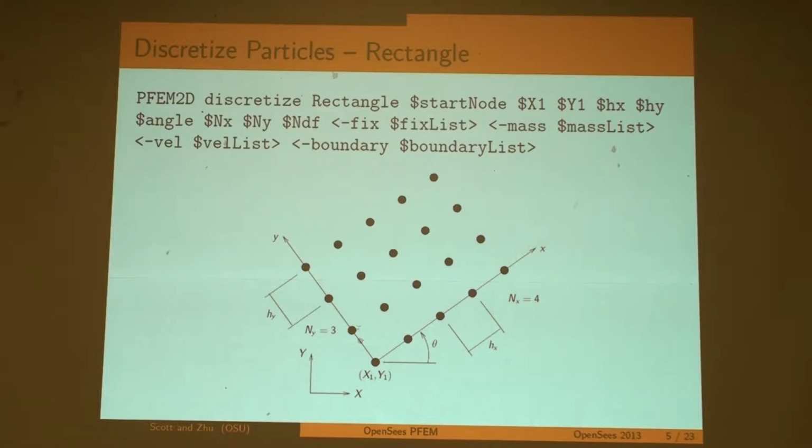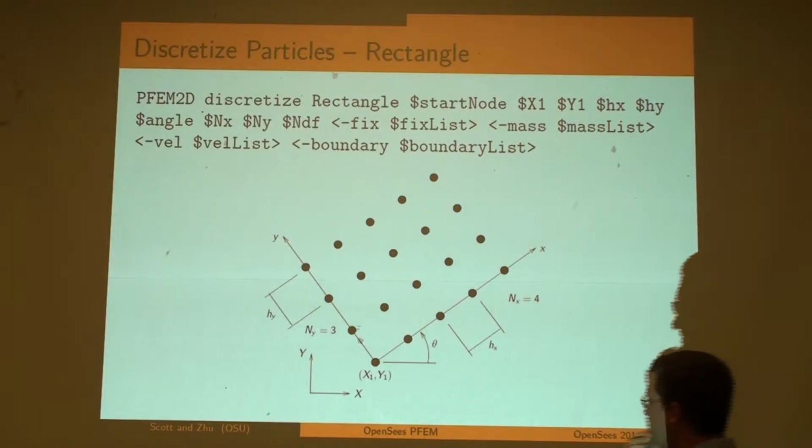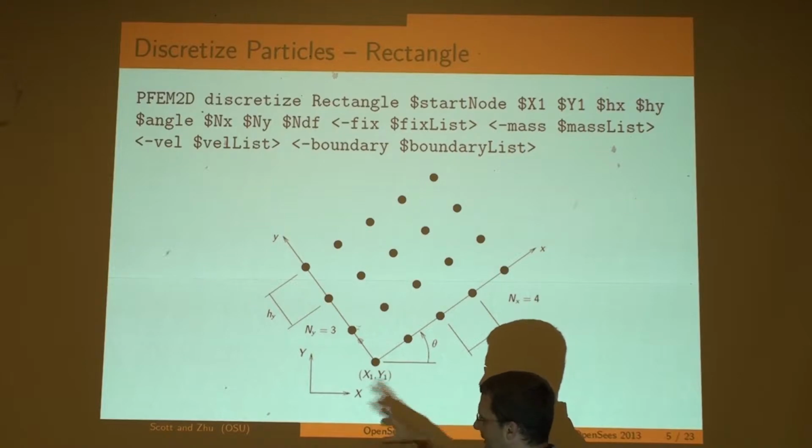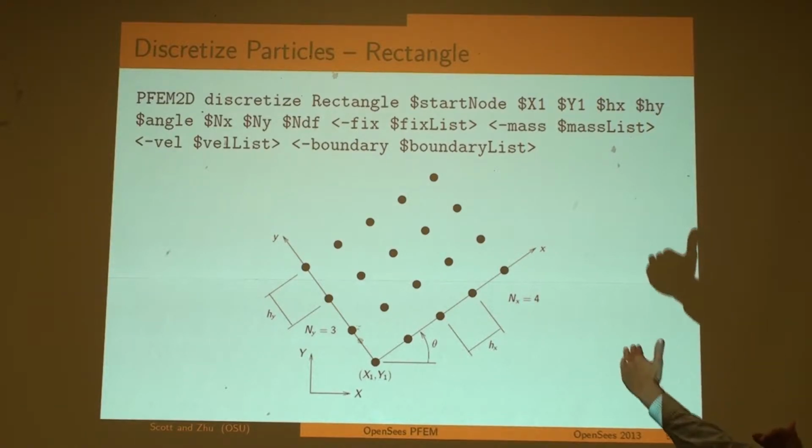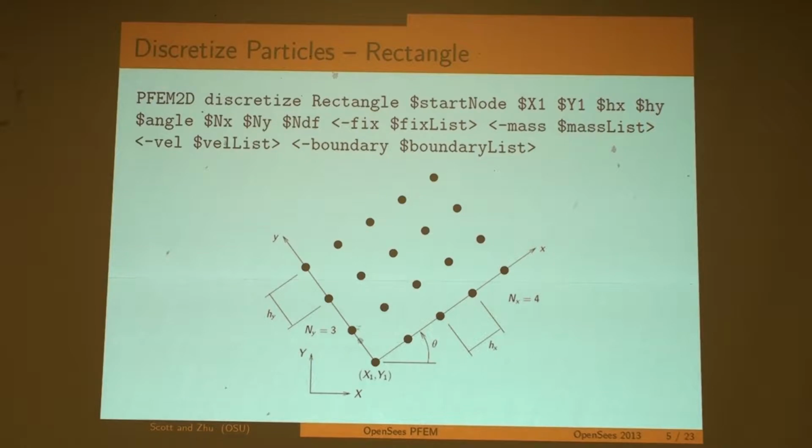We supply a starting node, an x and y coordinate for the lower left or the origin of the rectangle, an angle of rotation theta, the number of grid spacings along the x direction, and grid spacing along the y direction. And then there are some optional arguments for fixity, mass, initial velocity, and boundary codes that I'll talk about next.